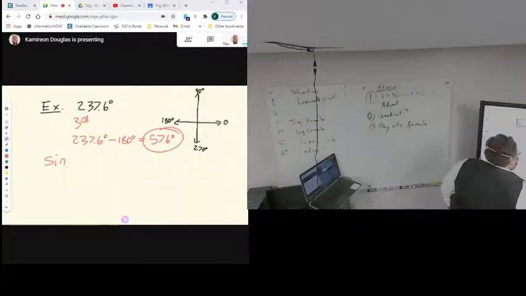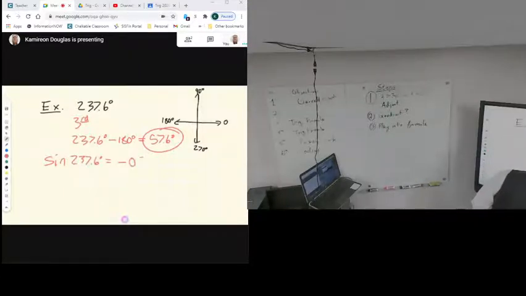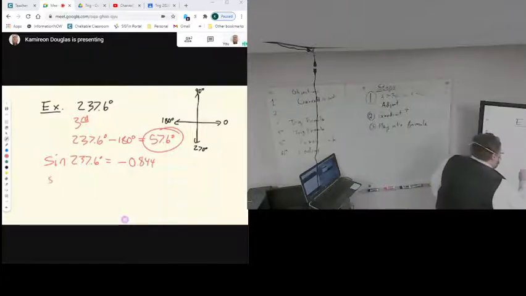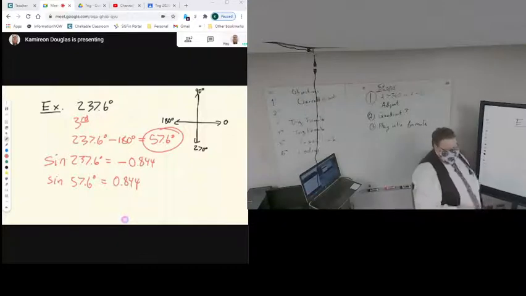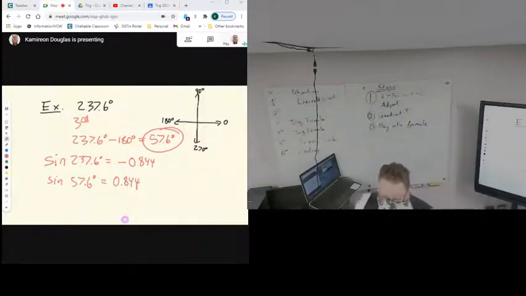Negative 0.844. Hold on, 237.6. Say again? Negative 0.844. Beautiful. And Luis, sine of 57.6. I got 0.844. So again, similar, not necessarily the same. As it turns out for this one, if you do the cosine, similar thing happens. Different values. I think the cosine one is like 0.017 or something weird, and negative 0.017. Turns out for this one, tangent is actually the same for both of them. So again, similar for some, same for others.